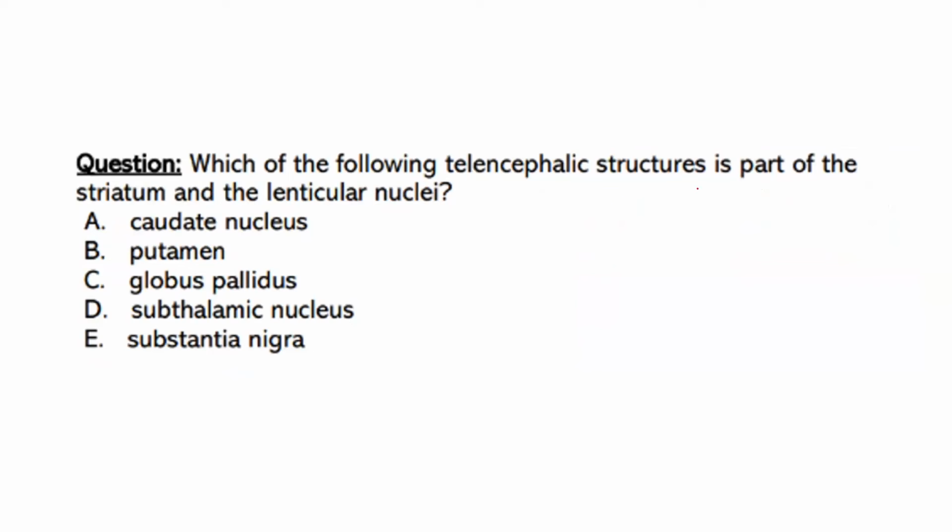Which of the following telencephalic structures is part of the striatum and the lenticular nuclei? Okay, so the striatum is going to be your caudate and your putamen, whereas the lenticular nuclei is the putamen and the globus pallidus. And so the one structure that's present in both is the putamen.